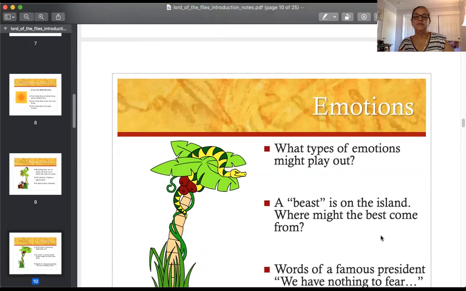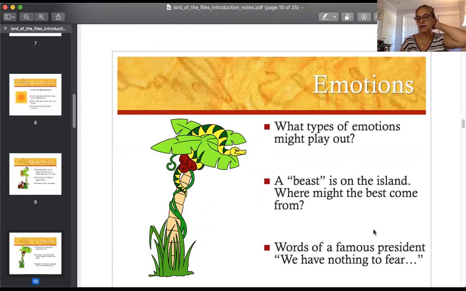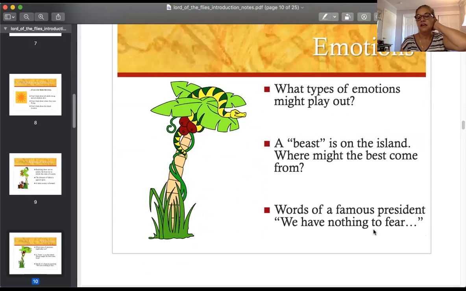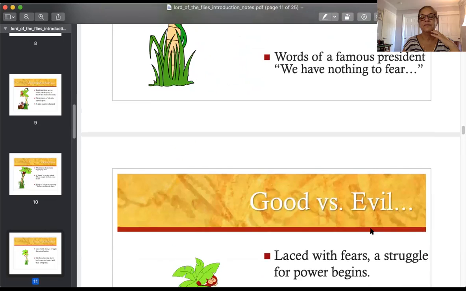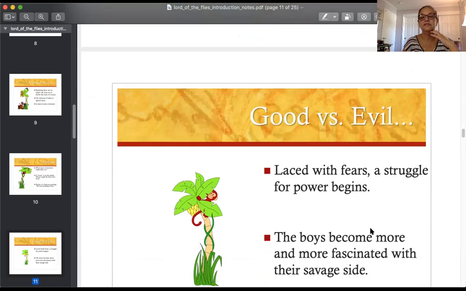Think about the types of emotions that play out. The beast on the island. Where might this beast come from? Think of the words of President Kennedy: we have nothing to fear but fear itself. This is a good versus evil story.